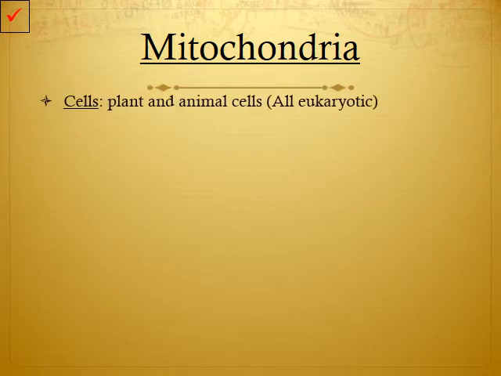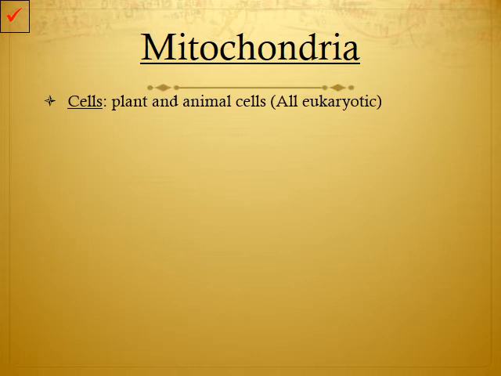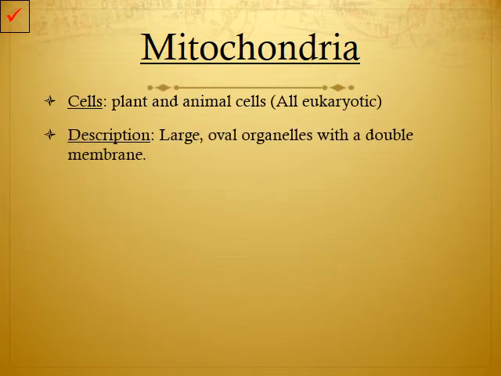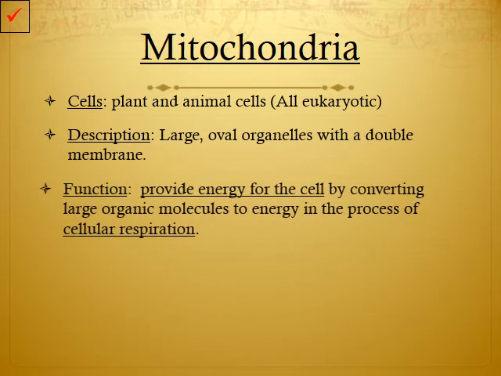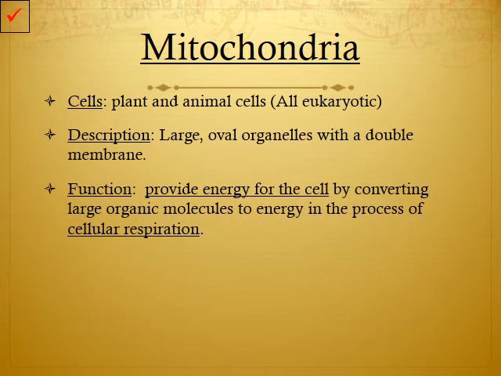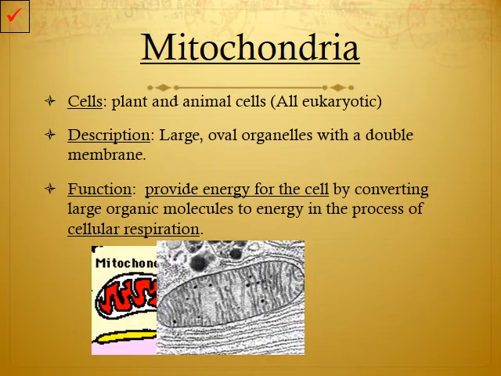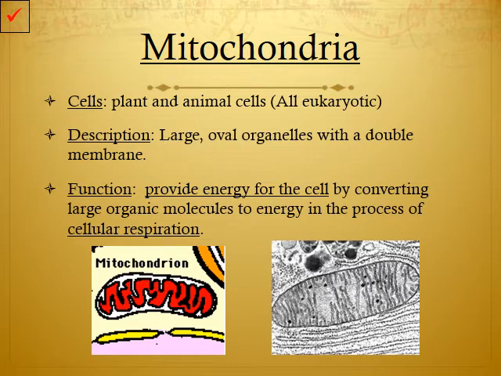The mitochondria. The mitochondria is responsible for providing energy for both plant cells and animal cells. So it is a large oval organelle with a double membrane. Kind of looks like a kidney bean with a squiggle. And the function is it provides all the energy needed for the cell by converting large organic molecules into energy via the process of cellular respiration. So there is our mitochondria, and there is an actual picture of what it looks like. So mitochondria is kind of like a generator, or anything that supplies energy. So this is responsible for giving energy to the cell.